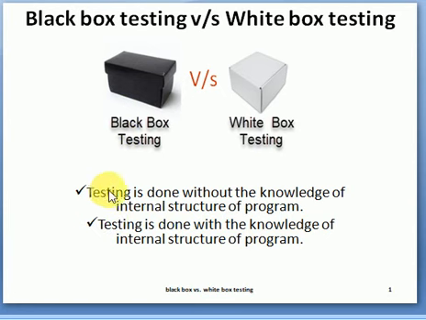Simply, you can see here testing is done without the knowledge of internal structure of the program. This is the black box testing. Now let's see the white box testing. So white box testing is a testing technique which checks the internal functioning of the system. In this method, testing is based on coverage of code statements, branches, paths, or you can say conditions.